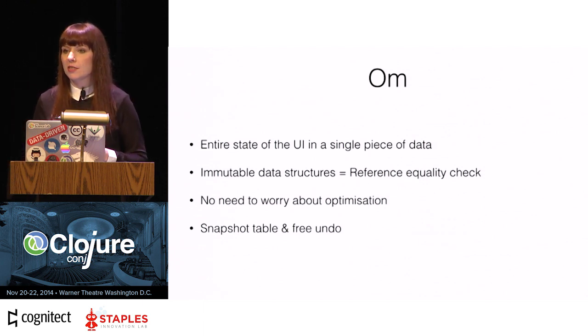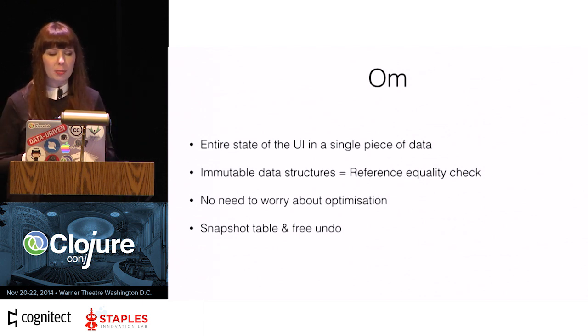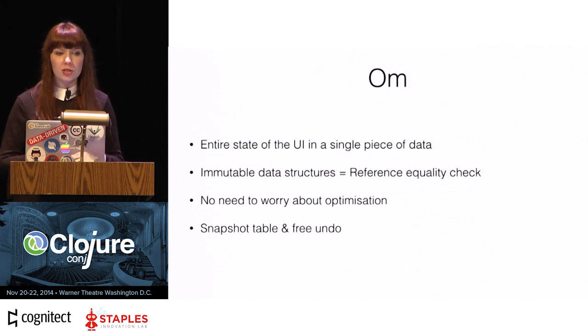Om relieves us from that tedious work by using ClojureScript data structures, which we know will never mutate. Because of this, we can provide a component that implements shouldComponentUpdate by doing the fastest check possible, the reference equality check. So we can always find out what paths have changed, starting from the root, in logarithmic time. And we don't have to worry about optimization, because Om delivers better results than if we chose to use React out of the box.